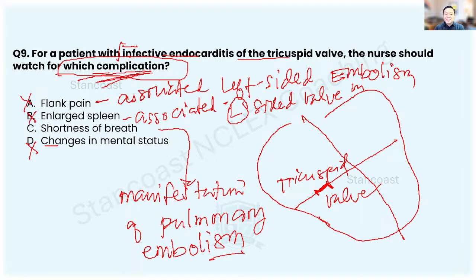So the most anticipated complication for an infective endocarditis is what? Pulmonary embolism. And look into the anatomy of the patient's heart right now. Tricuspid valve is the target site.